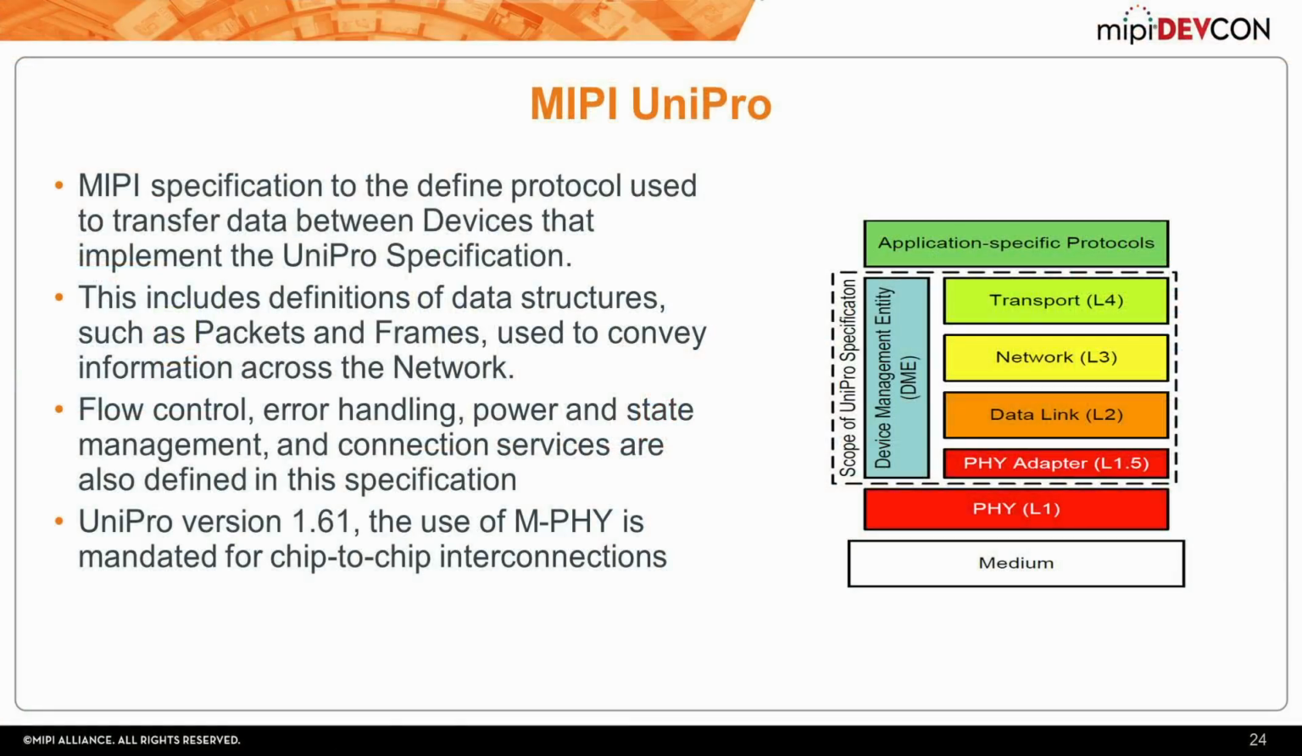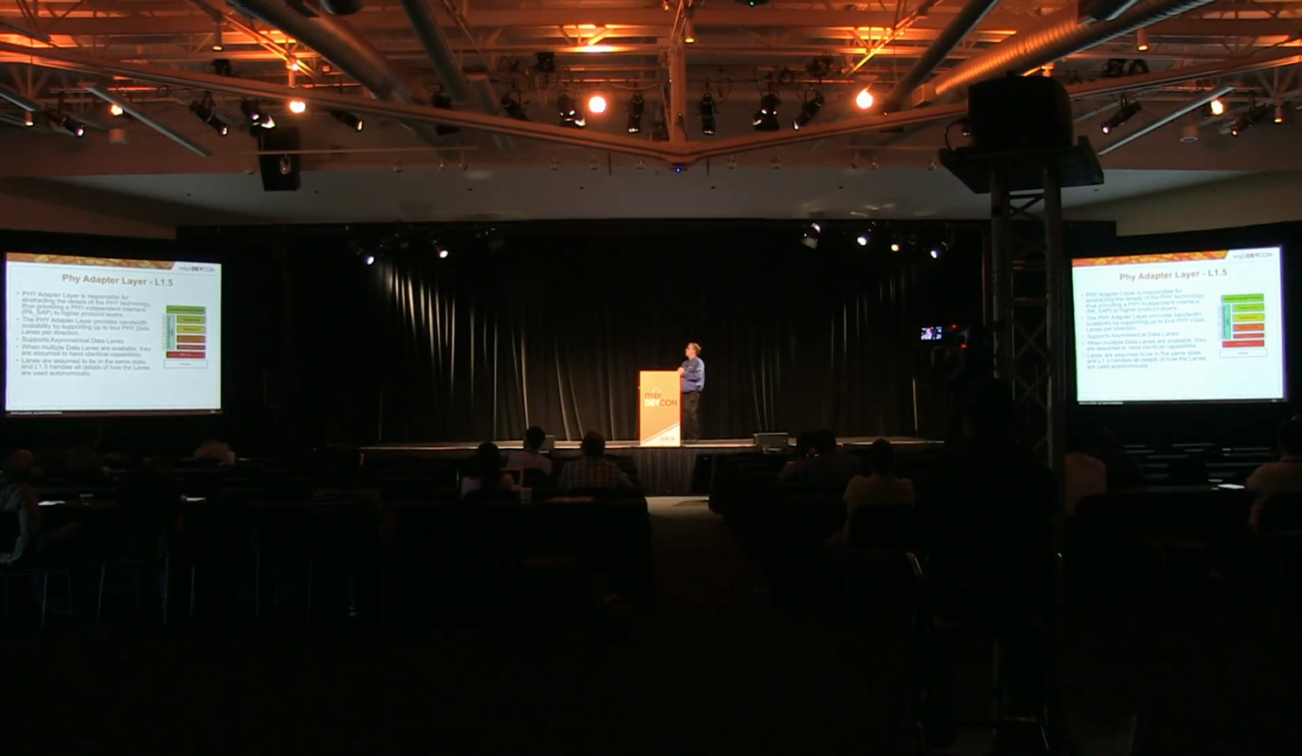So this is a protocol stack for UniPro. So this is defined by MIPI organization. So the medium in our case here is going to be M-PHY. So that's the layer 1 is defined as M-PHY in this case. And UniPro is a specification that defines the data transfer between two devices. So it defines data structures, frames, and information about things like flow control, error handling across a link. The current version is 1.61 for UniPro, and that mandates that you use M-PHY for the physical layer.